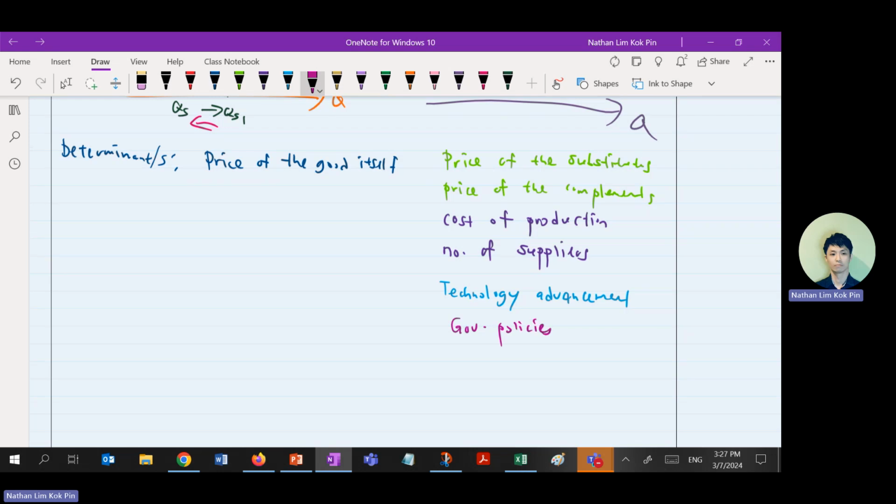Although we say chapter 3 will not come out, government policy is still in chapter 2. You must at least know how to draw when there's a tax or a tax removal, and how to draw when there's a subsidy or a subsidy removal, right? Maybe one case study will be the government just removing the subsidies for diesel. What will happen to the diesel market? Do you know how to draw?